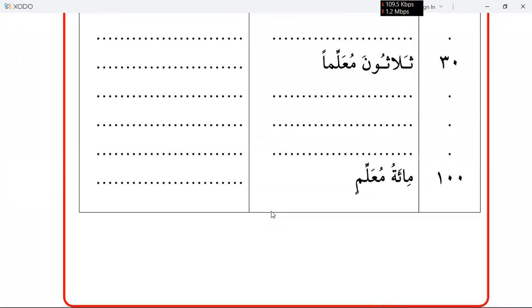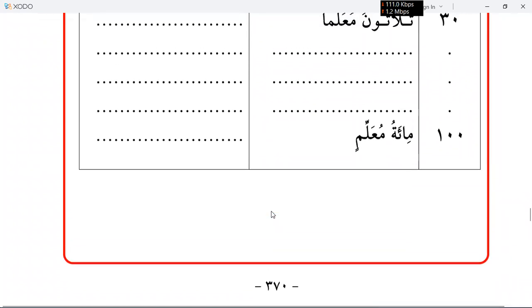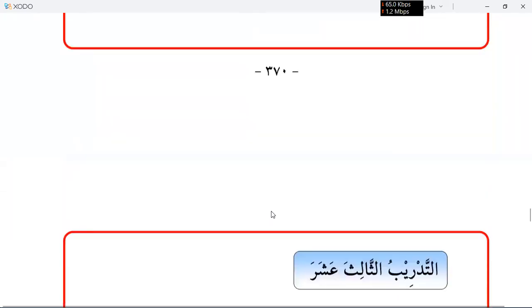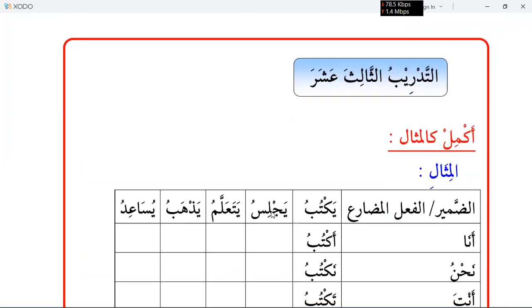Yes. So write another rule: the counted noun for 100 and 1000 is mufrad majroor. I will be back in a minute, inshallah.